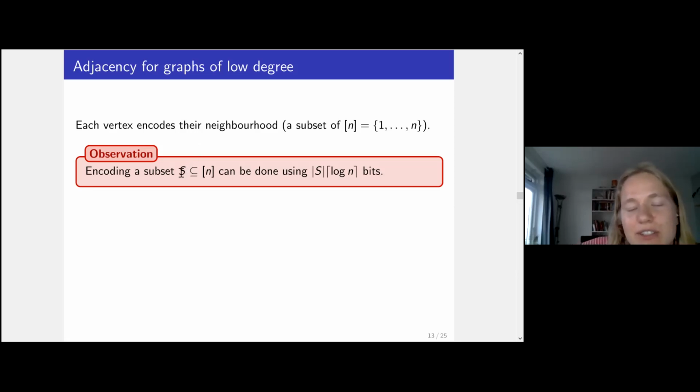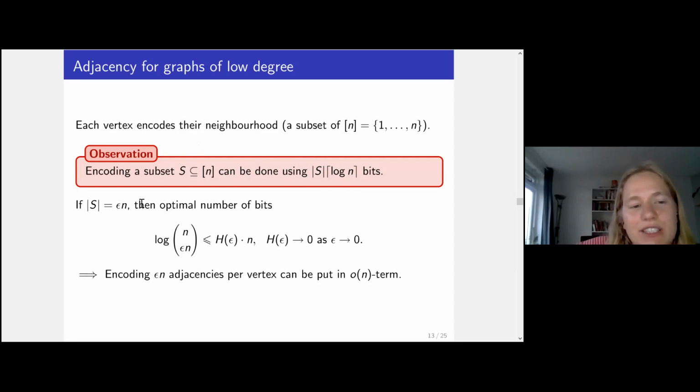And one way we can do it is we can just write them down. So then we need to write down the names of the vertices. So that takes log n bits per vertex. So if you have a subset of size S, that takes us S times log n bits. So this is fine if the size of S is not too big, but if we have the size of S equal to epsilon n, then this is not really good enough.